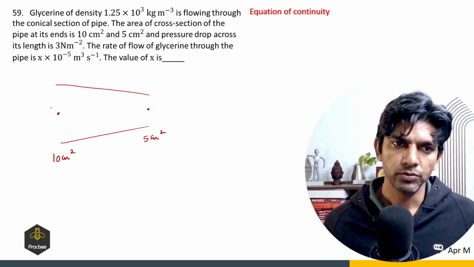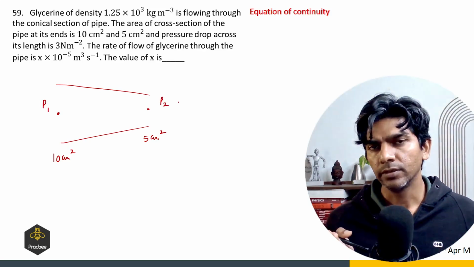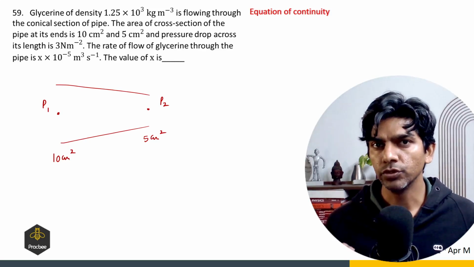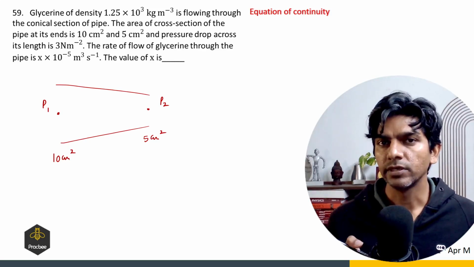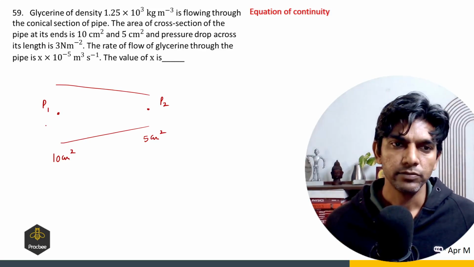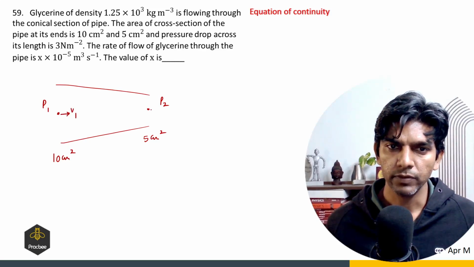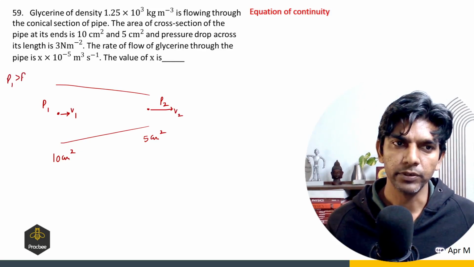So pressure drops, so P1, let's say here is P2, right? So pressure is more, if we have a horizontal pipe, at the cross section where the speed is less. So speed will be less at the left cross section and speed will be more at the right cross section. So we can say P1 will be greater than P2.